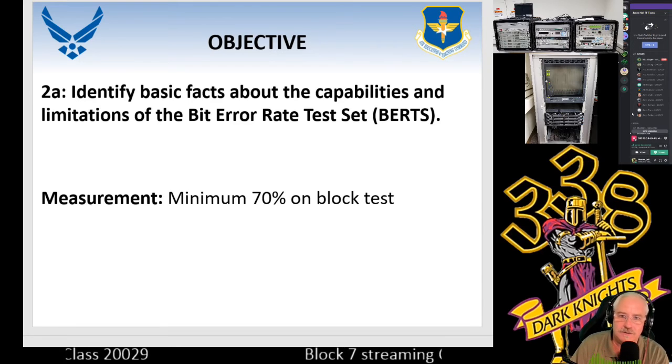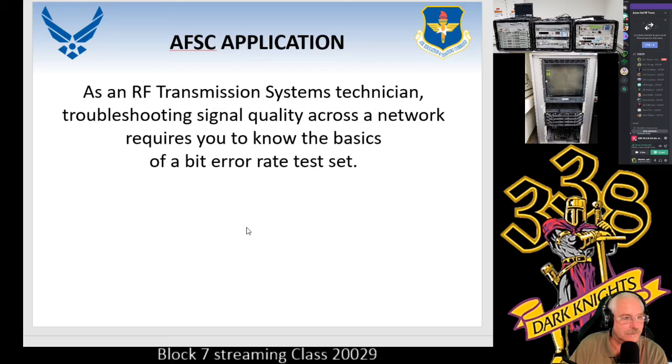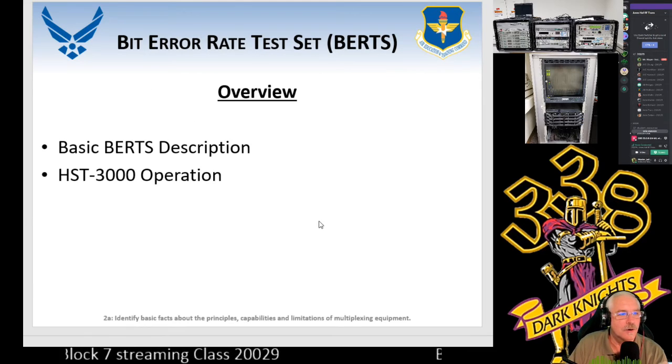If you run into some other issues with it, please ask me. I can go through it again. So we're looking at 2 Alpha, bit error rate test set. Again, 70% on the test. That means you can only miss 12 out of the 40. You're going to be using it tomorrow afternoon, for those of you that are, I think, in the first 2 groups. We're going to describe it, take a look at it, and the HST-3000 is the version that we are using. It's about 7, 8 years old.